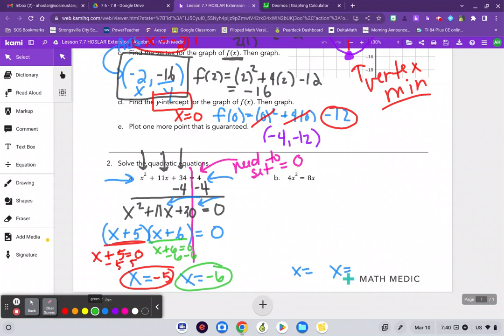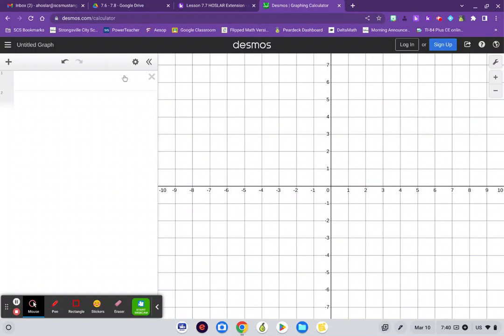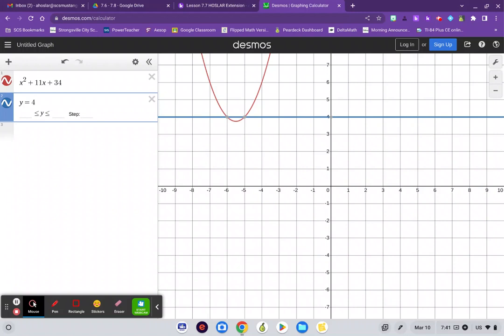I'm going to do that by using Desmos. What I'm going to do in Desmos is type the left side of the equation in my first bar, and I'm going to type 4 in my second bar. So we have x squared plus 11x plus 34, okay? And then over here I'm going to say y equals 4. I think if you just type in 4, they're not happy about it. So we're going to say y equals 4. And I'm going to look for where they intersect each other, okay?